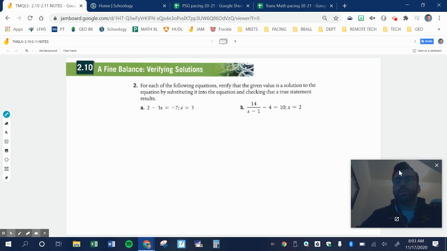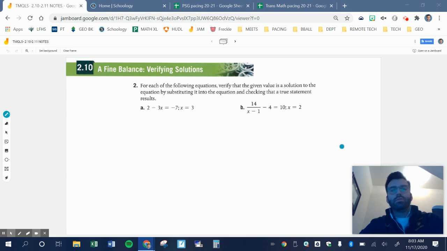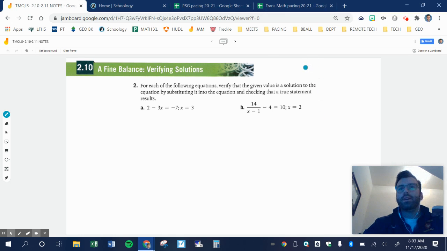All right, so what we're going to do here, we're going to combine section 210 and 211. This first part comes from section 210. So I want you to go to section 210, flip to number 2. We're going to talk about verifying solutions.